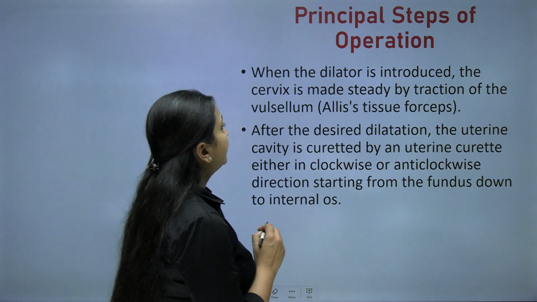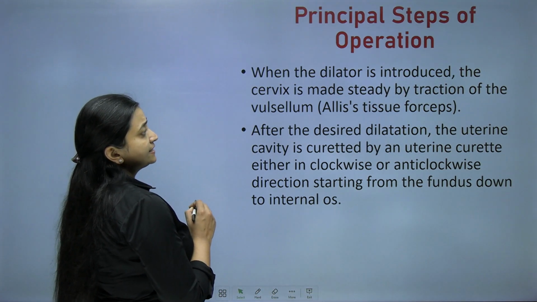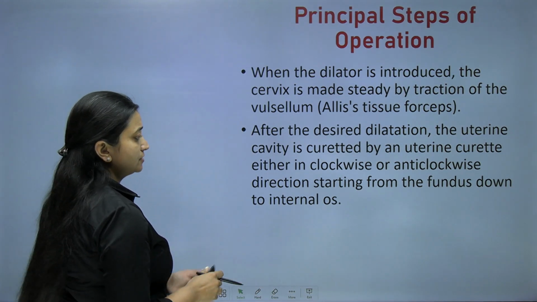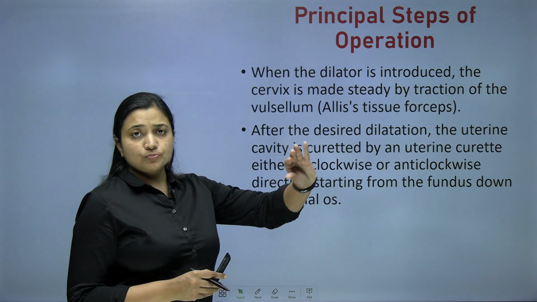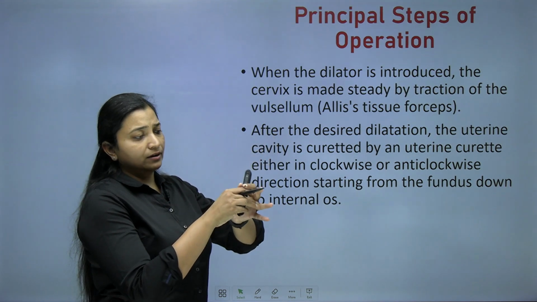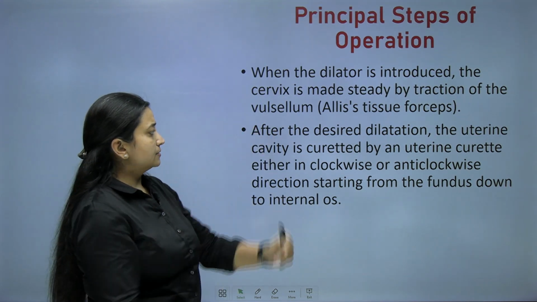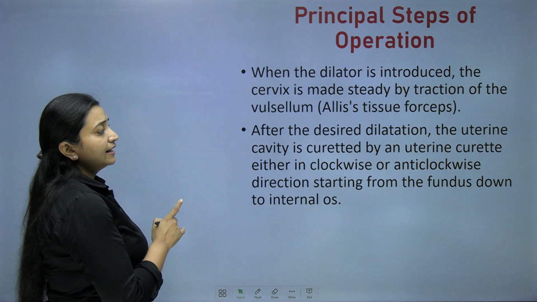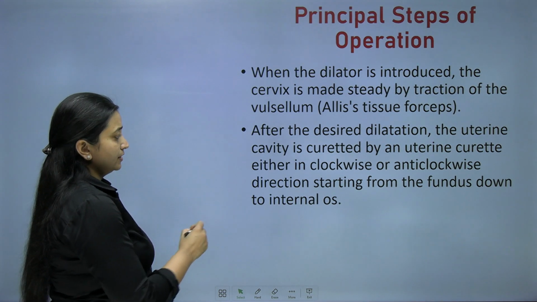So when the dilator is introduced, the cervix is made steady by the traction of the vulsellum. This is important. The left hand is putting pressure on the vulsellum and the cervix is steady, and now, in a pen holding fashion, you are going like this. After the desired dilatation, the uterine cavity is curetted.